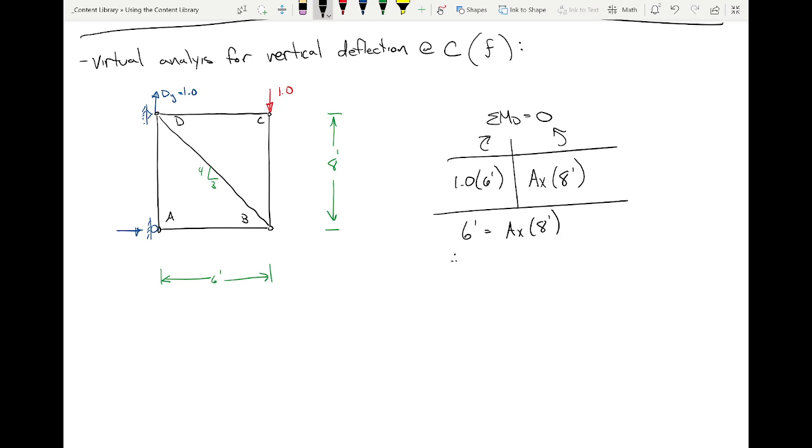So what's AX? 3/4. It's not 3/4 kips or 3/4 kilonewtons or 3/4 pounds. It's just 3/4. Okay? So 3/4, which is 3/4 that way. And so AX is 3/4. And if that's AX, what's DX? There you go.